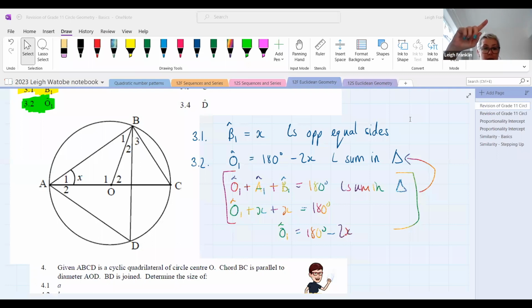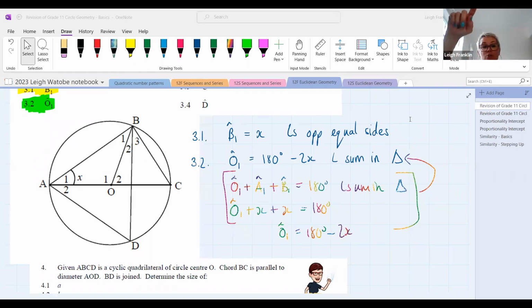From A and B, follow the lines to O. That's the angle at the center. So O1 is the angle at the center. Go back to A, go back to B, and now go past O along B to C at the circle. Again, you've got your finger at A, your finger at B. You go along AO to O, along BO to O. That is the angle at the center.